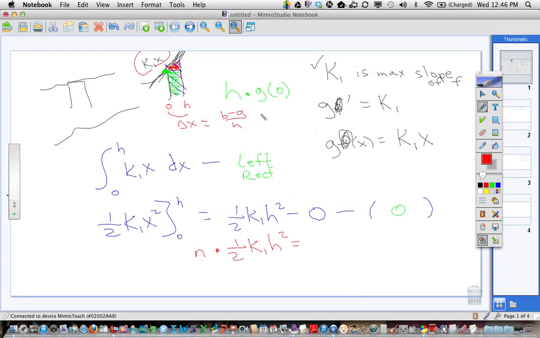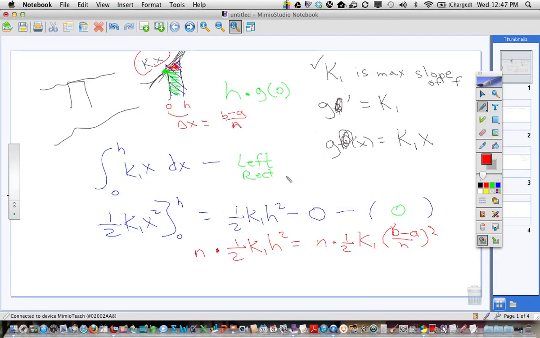So I'm going to substitute that in for h. So I'm going to come down here. I'm going to have n times 1/2 times K1, and in place of h, I'm going to put b minus a over n. So I'm going to substitute that in for h, because that's all h is, the width of one sub n.